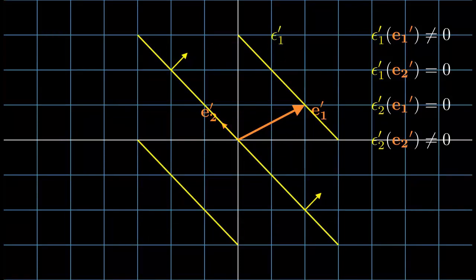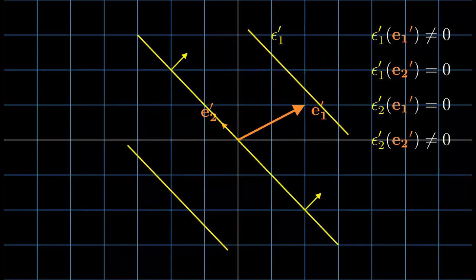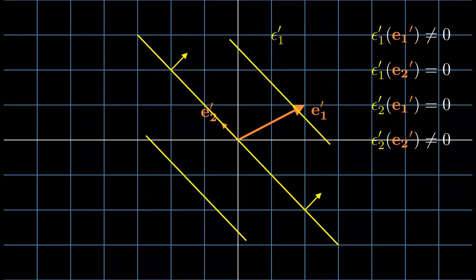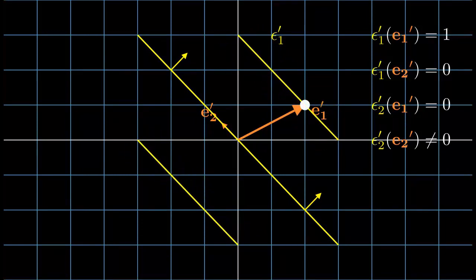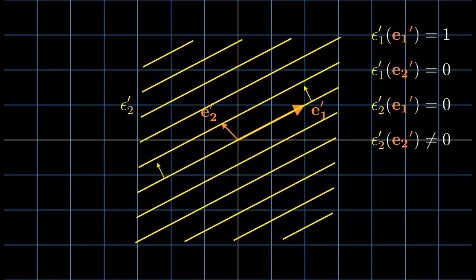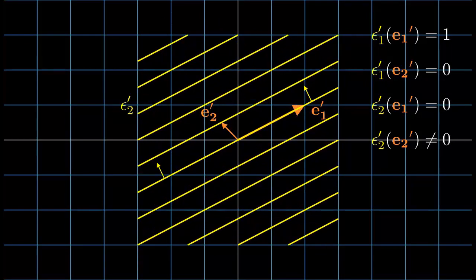For the sake of simplicity, you define the magnitude of epsilon1' to be 1. You also define the magnitude of epsilon2' to be 1. Therefore, the normal transform should hold the Kronecker delta. That's how you transform the normal.